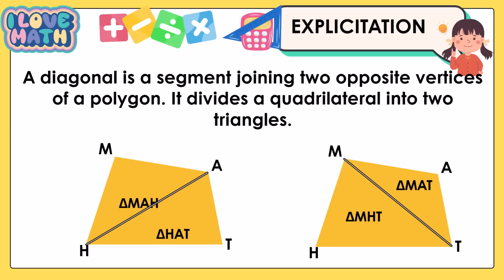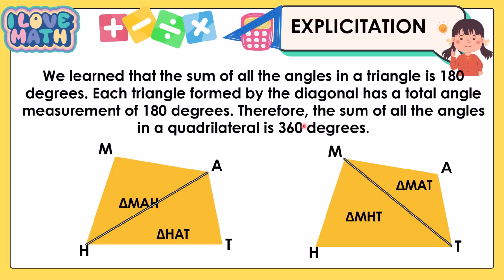A diagonal is a segment joining two opposite vertices of a polygon. It divides a quadrilateral into two triangles. We learned that the sum of all the angles in a triangle is 180 degrees. Each triangle formed by the diagonal has a total angle measurement of 180 degrees. Therefore, the sum of all the angles in a quadrilateral is 360 degrees.